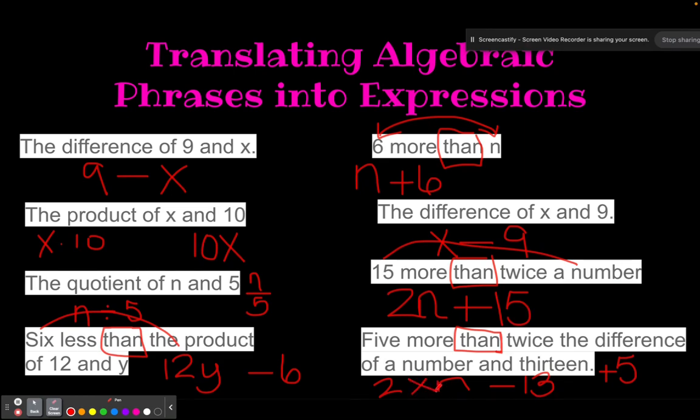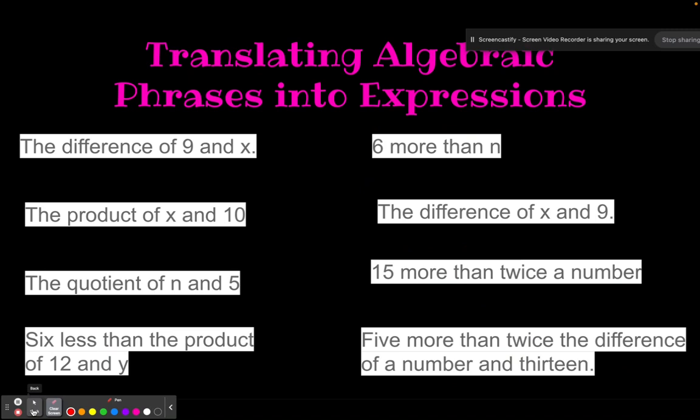times n minus 13, right? This is twice the difference of n and 13. And then I need 5 more than that. Whew! That one's tricky. That's definitely a challenge.